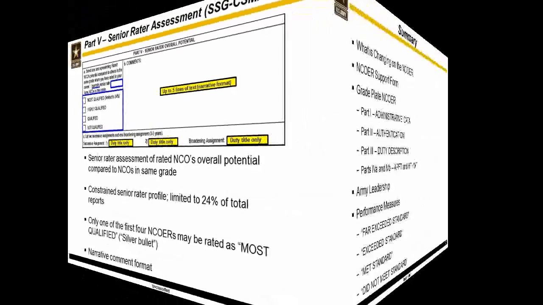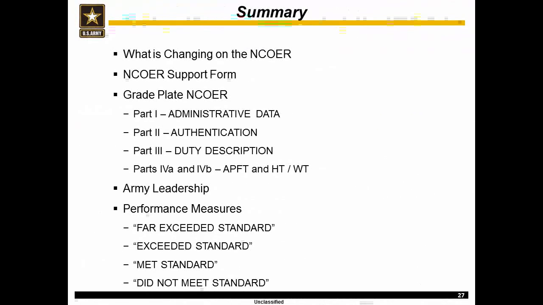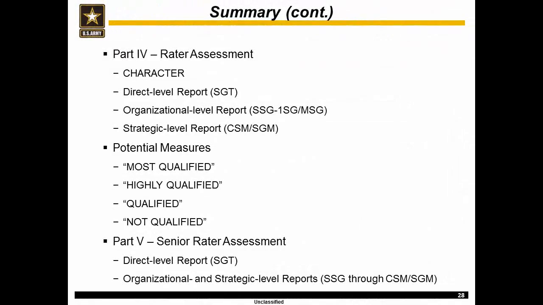To recap Module 3, Grade Plate Forms, we covered the following key areas. What is changing on the NCOER? The 2166-9 series forms and parts of each form, and the leader attributes and competencies, and how the leadership requirement model is linked to the 3 reports. In addition, we covered the rater and senior rater's assessment for each form in the NCOER support form.